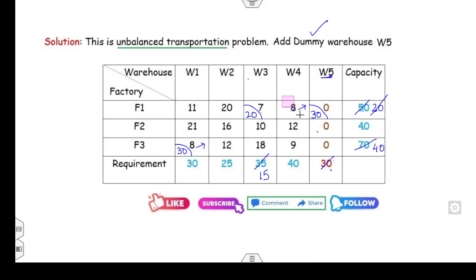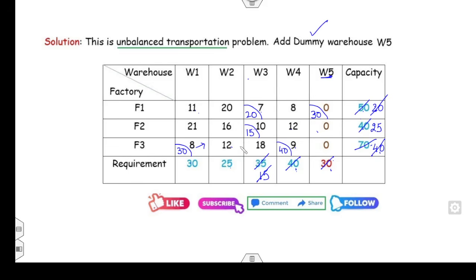The next smallest number is 9. Corresponding to this 9 is 40 and 40. The minimum is 40, that will be cancelled out. The next number is 10. Corresponding to this 10, 15 and 40. The minimum allocation is 15, and this number is 25. The next is 11, but there is no capacity. Then for the 12, 25, but there is no requirement. This is 12, but again there is no requirement.